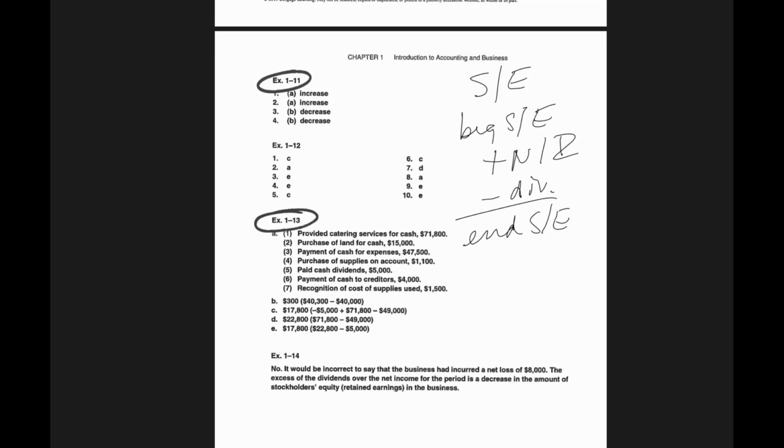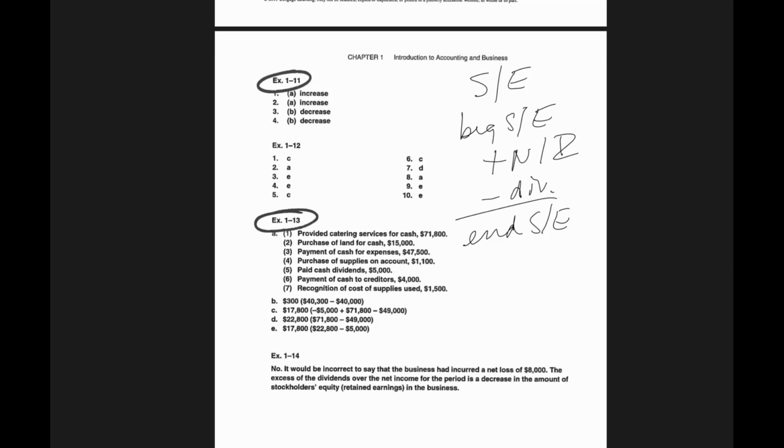Number 13, it says here Terry West operates her own catering service. Summary financial data for July are presented in the equation form as follows. Each line designated by a number indicates the effect of the transaction on the equation. Each increase and decrease in stockholders' equity except for transaction 5 affects net income. All right. Letter A, describe each transaction. So in number 1, there is a plus to cash of $71,800 and fees earned. So what did we do? We produced revenue that supplied cash. We provided services for cash.